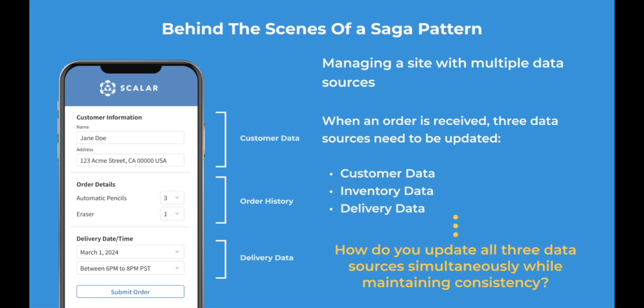So, whenever an order is received, 3 separate data sources need to be updated. On a retail site which could potentially process tens of thousands of transactions per minute, how do you maintain data consistency across multiple data sources? This is where the Saga Pattern comes into play.